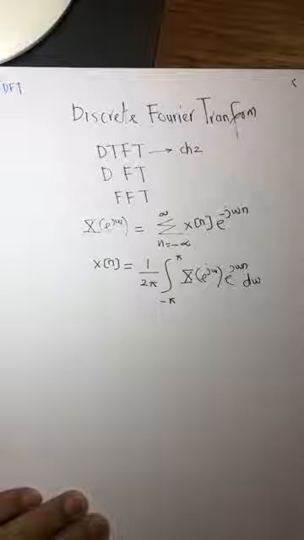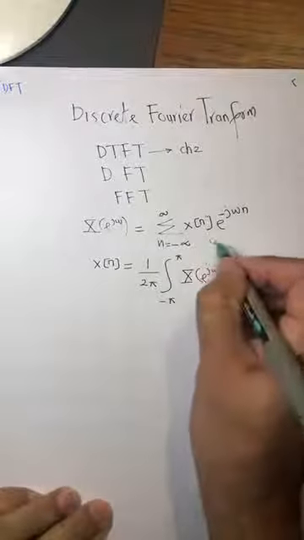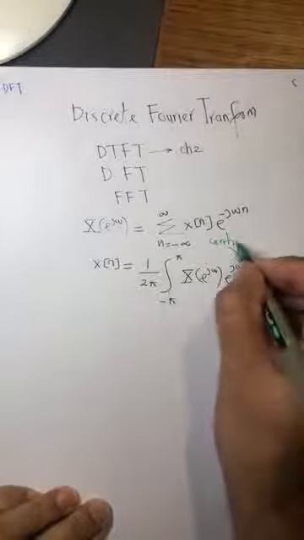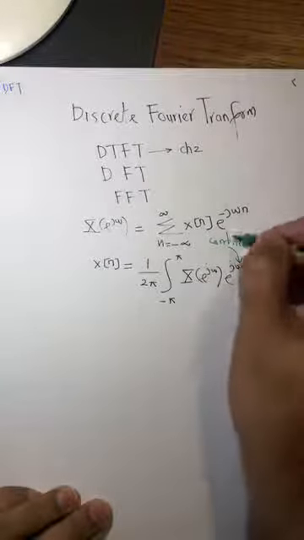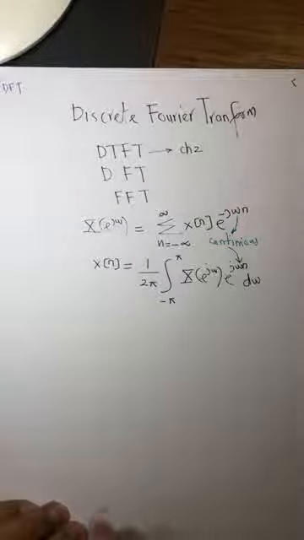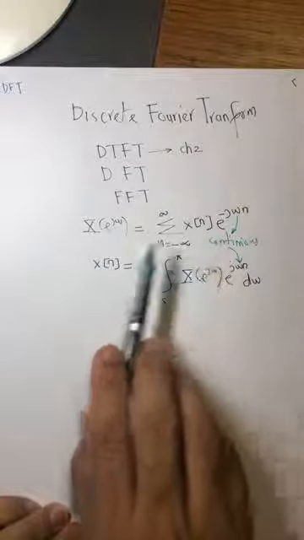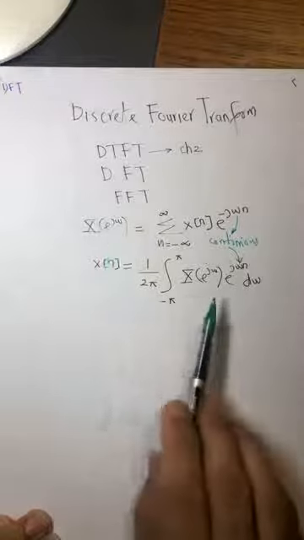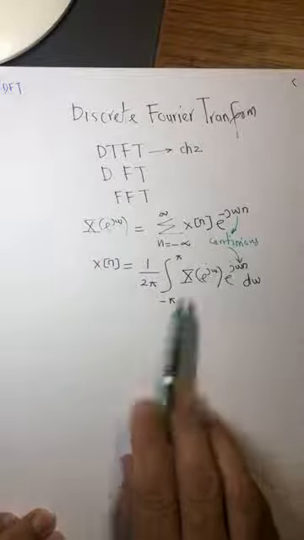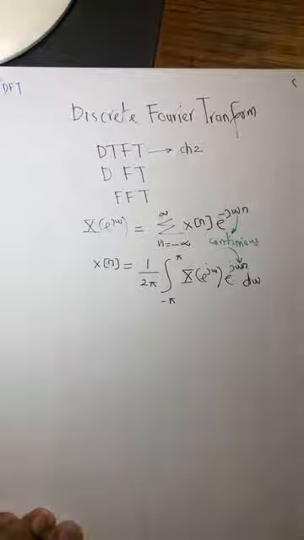The issue with this transformation is that this ω is a continuous variable, and that's why the integration sign is here. And we know if there is anything which is continuous, we cannot put it in computer memory. Computer memory is discrete, so there is no way for a computer program to compute X(e^{jω}). Similarly, there is no way for a computer program to calculate the inverse discrete time Fourier transform using this integration. You have to do some approximation.